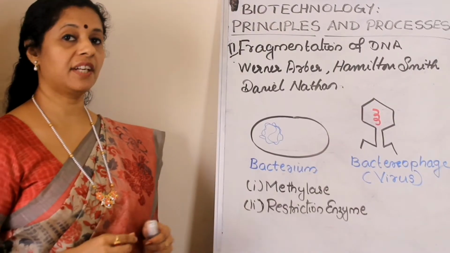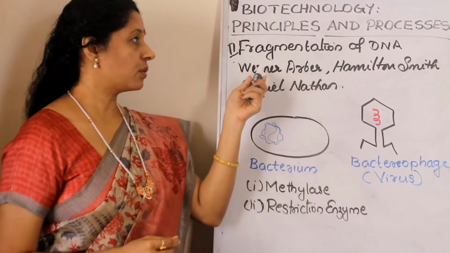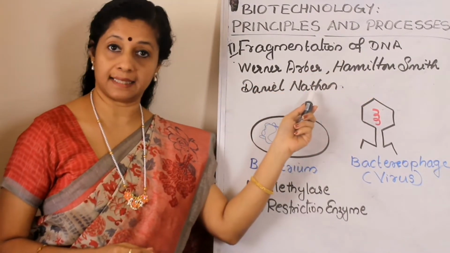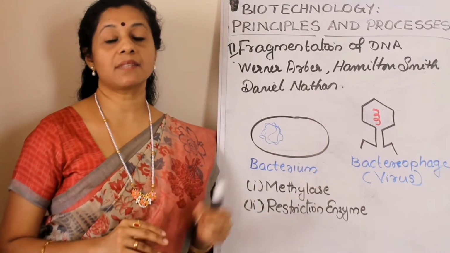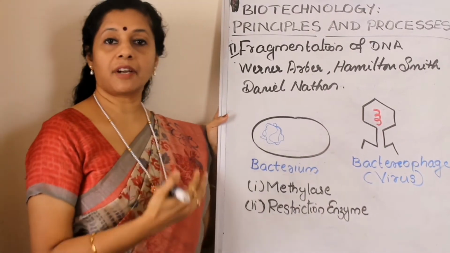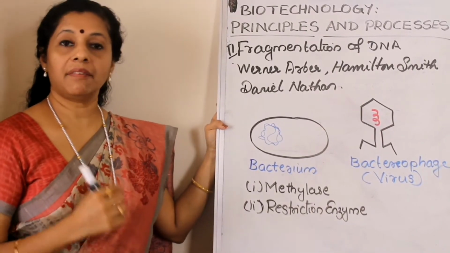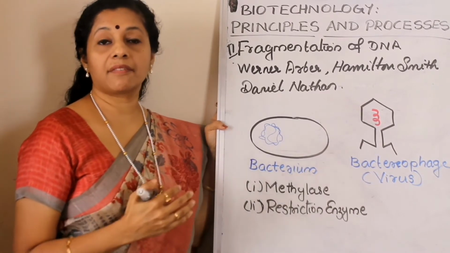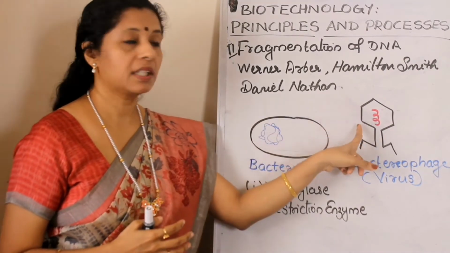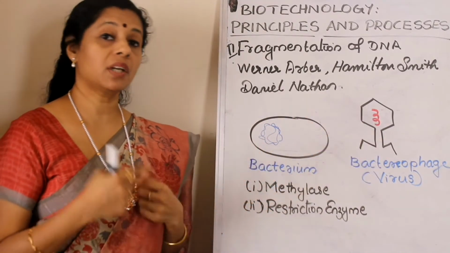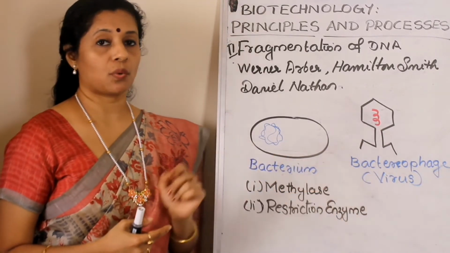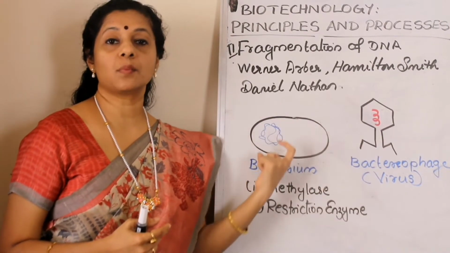The credit for the discovery of restriction enzymes goes to three scientists: Werner Arber, Hamilton Smith and Daniel Nathans. These three scientists received the Nobel Prize for this discovery in the year 1978. This discovery was from observing the bacteria. They found that certain bacteria have a defense mechanism to prevent or restrict the growth of the virus attacking them. What do we call the virus attacking bacteria? They are called a bacteriophage.